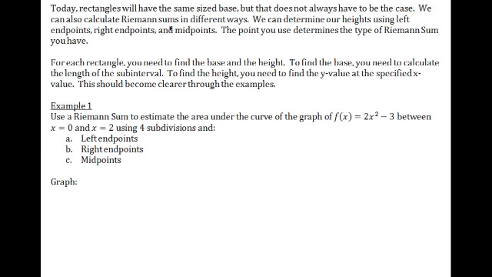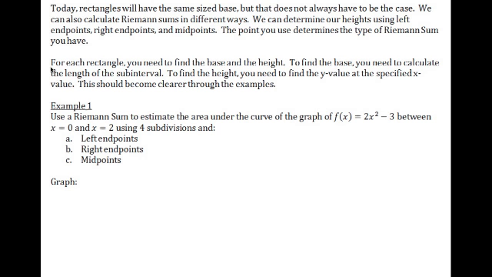Now, today in the examples, all the rectangles are going to have the same sized base. So I'm going to use these rectangles and add them all up to find the area under the curves that I give you. But the fact that the rectangles all have the same base doesn't always have to be the case. You can calculate Riemann sums in a bunch of different ways. We're going to determine our heights using left endpoints, right endpoints, and midpoints. How do you know which point to use? That'll be told in the type of Riemann sum you have. For example, in the example we'll do in class when I see you next, left endpoints, right endpoints, and midpoints are how you're going to determine the height of a rectangle.